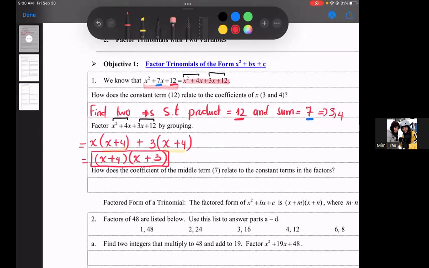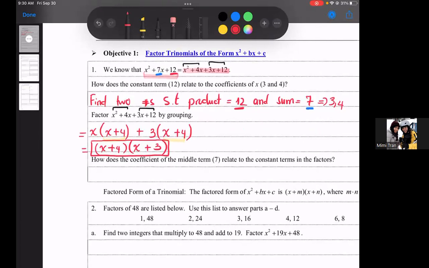How does the coefficient of the middle term 7 relate to the constant term in the factor? Well, what they mean is, if you relate it to the constant terms in the factor, 4 and 3, and 7, that is what they're asking. What's the relation? You say 4 plus 3 is 7. So you say, I see the sum.